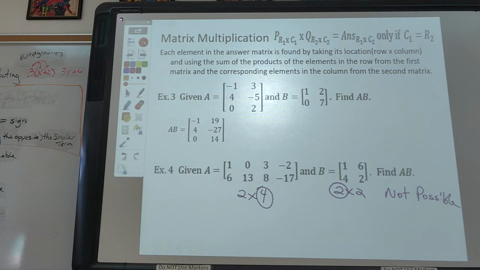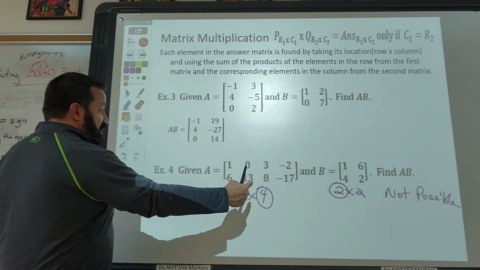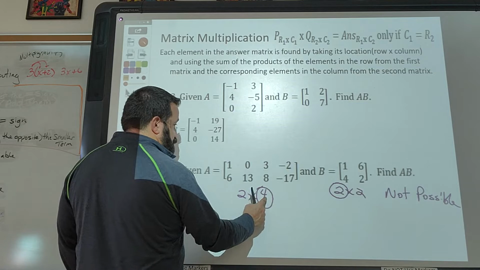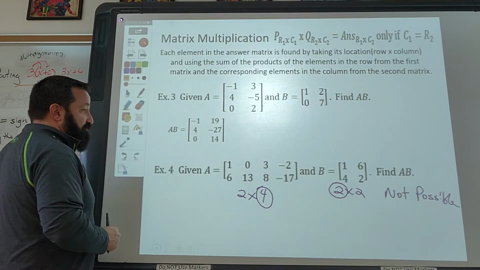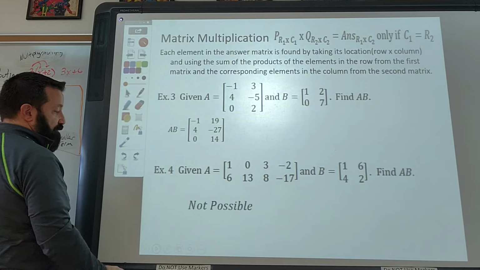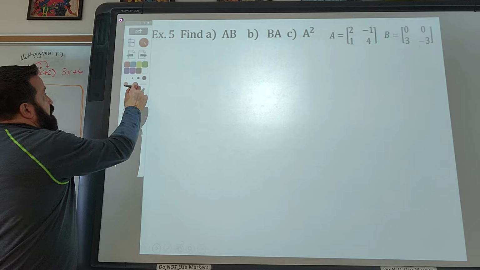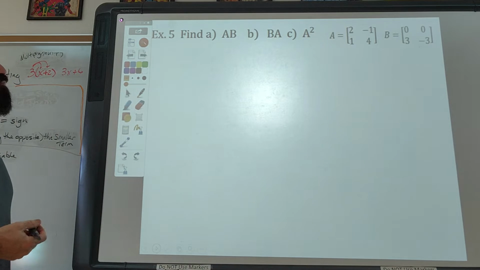But you have to understand how matrix multiplication works, or you're not going to realize that it's not even possible, okay? So write out the dimensions. The second dimension of the first matrix and the first dimension of the second matrix have to be equal, or you cannot multiply them together, okay? Not possible.